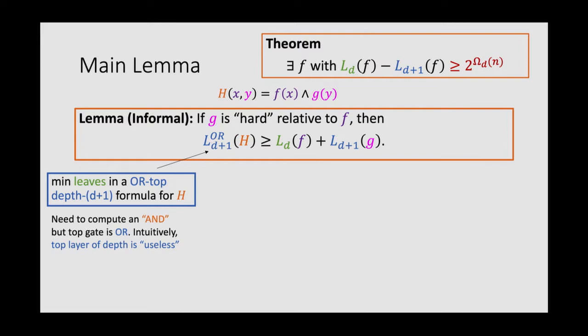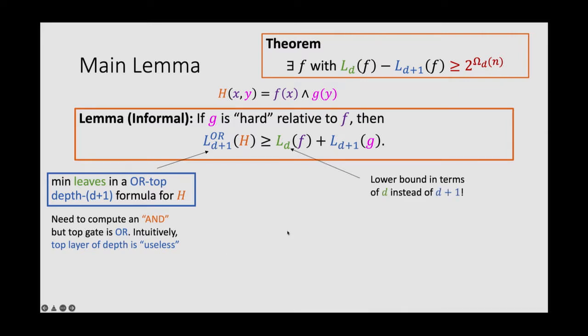The function h is the direct sum with an AND on top. And I'm saying I'm interested in formulas with an OR gate on top. Some intuition for this lemma is that you need to compute an AND at the end, but you have an OR gate on top. And so this top layer of depth is kind of not very useful.